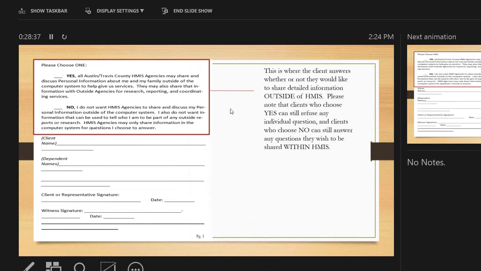So this is where the client answers whether or not they would like to share detailed information outside of the HMIS system. Please note that a client who answers yes could still refuse to answer any individual question while still allowing us to discuss the rest of their information. And any client who chooses no could still choose to answer any question within HMIS that they're willing to let us store and track as a community. We just would not be able to discuss that with any outside agencies or provide that to any outside agencies, or to discuss any of that information outside of the system. We wouldn't have their permission to do so.